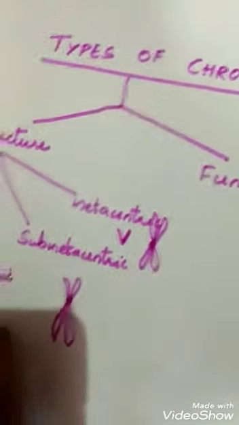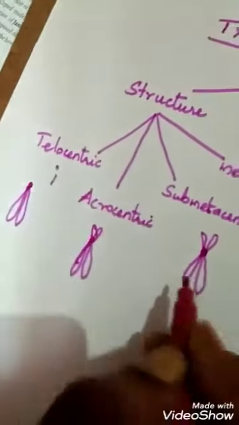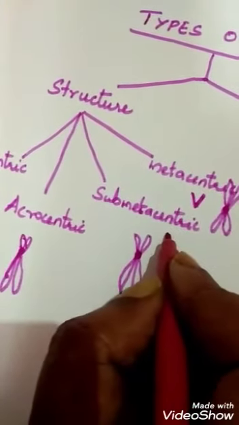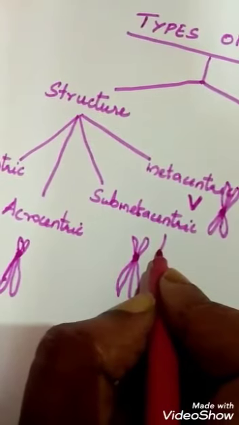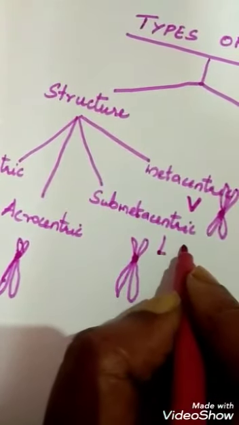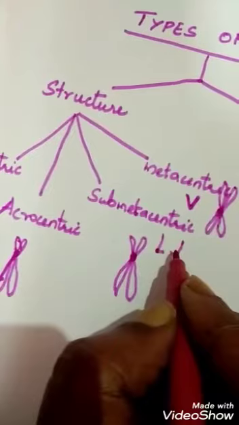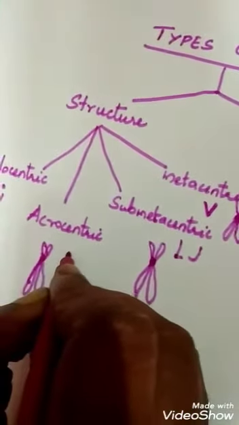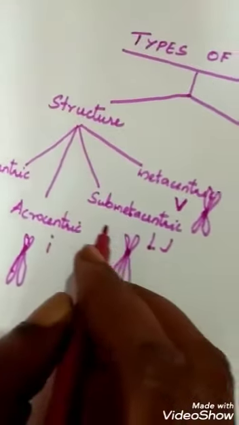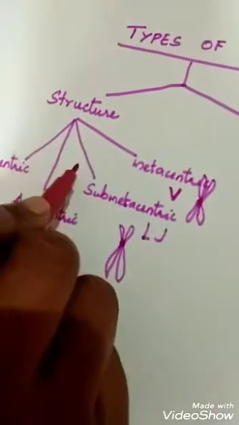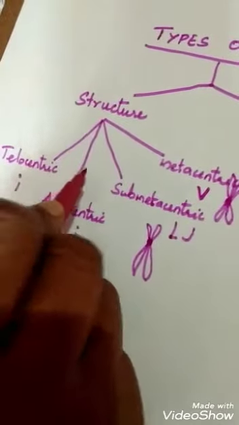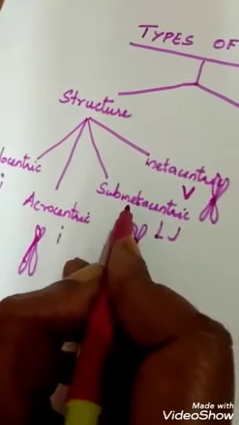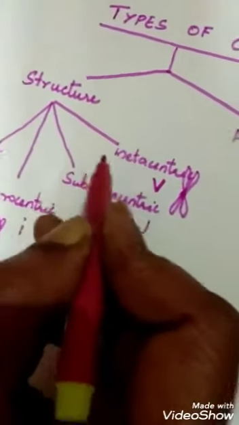Here telocentric creates I-shaped, and then submetacentric creates L-shaped or J-shaped. Acrocentric also creates I. Based on the presence of centromere, we can categorize chromosomes into telocentric, acrocentric, submetacentric and metacentric chromosomes.